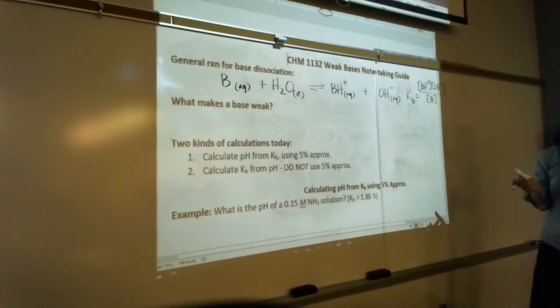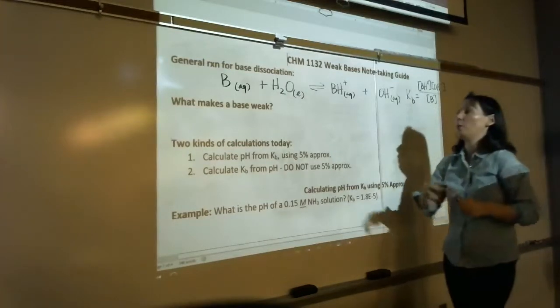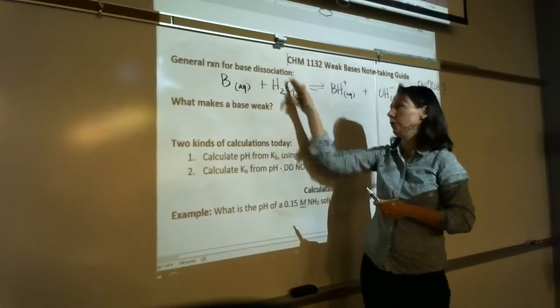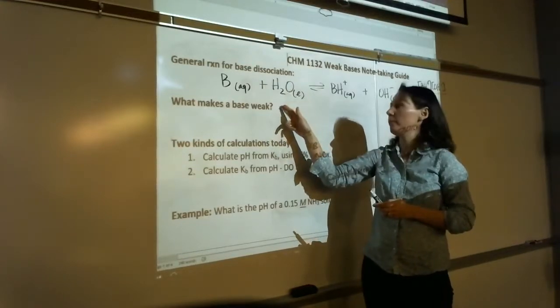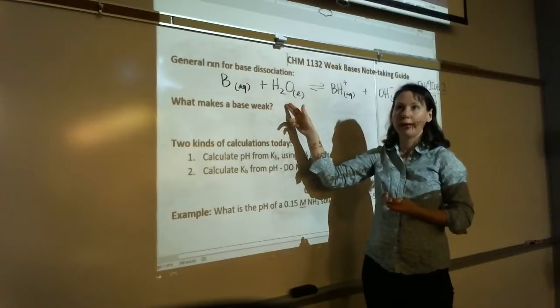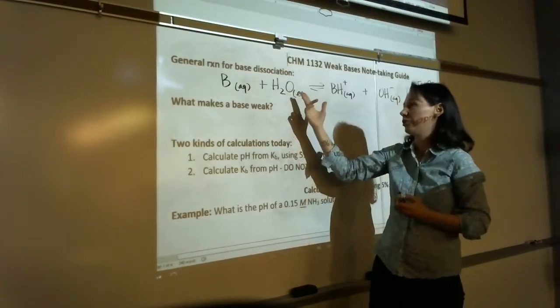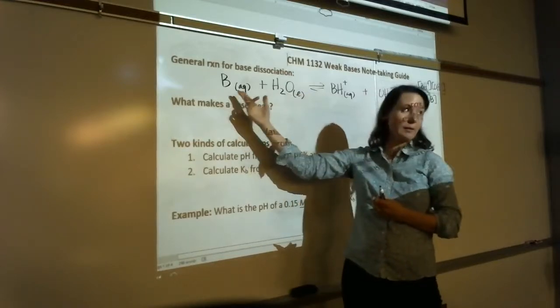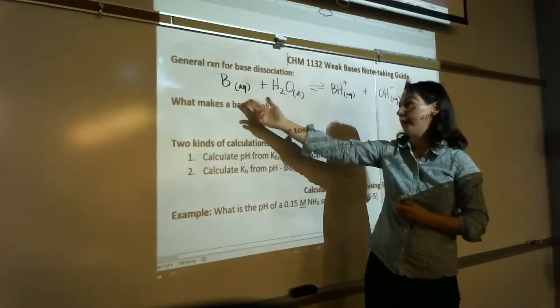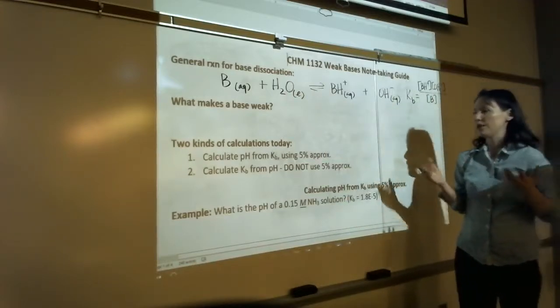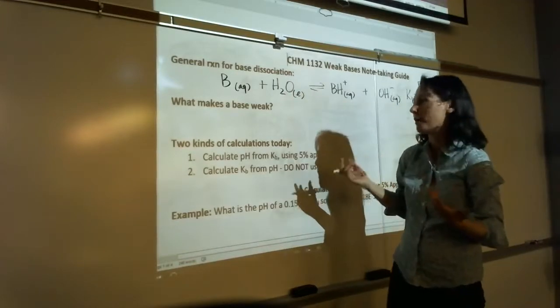Okay, so when we were doing weak acids, the water was acting like a base, right? The acid was donating a proton to the water, and it was making H3O+, right? When we're doing weak bases, the water is donating an H+ to the base. So this is acid, this is the base. This is the conjugate acid, this is the conjugate base. Okay? So just like what makes an acid weak, what makes a base weak?